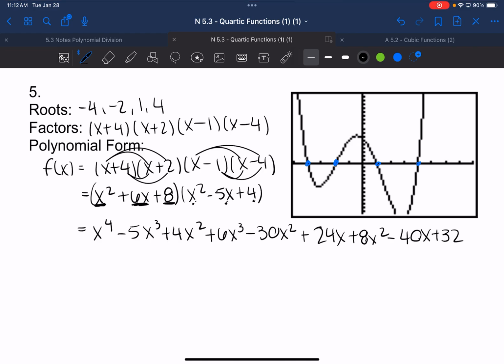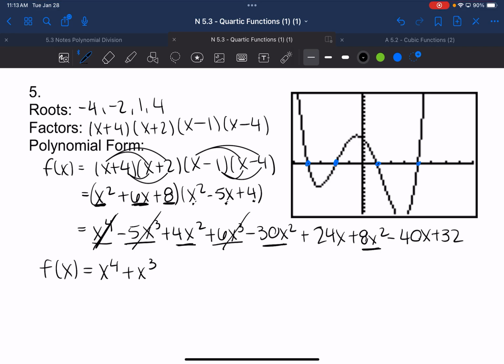Okay. So we've definitely got some like terms we can combine, right? So for our equation in polynomial form, we should start with the biggest exponent, which is what here? Right, so I'm going to have my x to the fourth. Okay, I've used that. Next, I'd want to put all the terms that have a cube, right? Looks like we've got negative 5x cubed and positive 6x cubed. Okay, so done with the cubes. For our squares, we've got a positive 4x squared, a negative 30x squared, and a positive 8x squared.